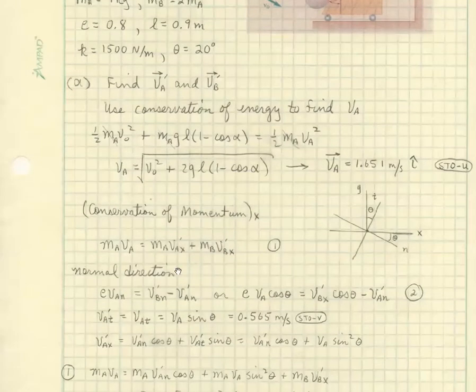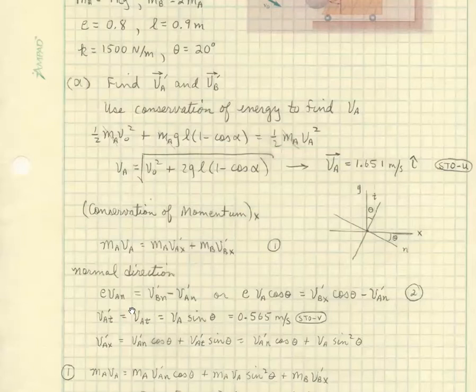The next thing we're going to look at is the normal direction, and I've got a drawing over here showing X horizontal, Y vertical, normal positive in that direction, and tangential positive in this direction. Okay, so the coefficient of restitution equation is going to give us that e times v_A normal is equal to v_B normal prime minus v_A normal prime. What is A normal? See, the velocity is horizontal right here coming in for A, so the component in the normal direction is going to involve cosine theta.